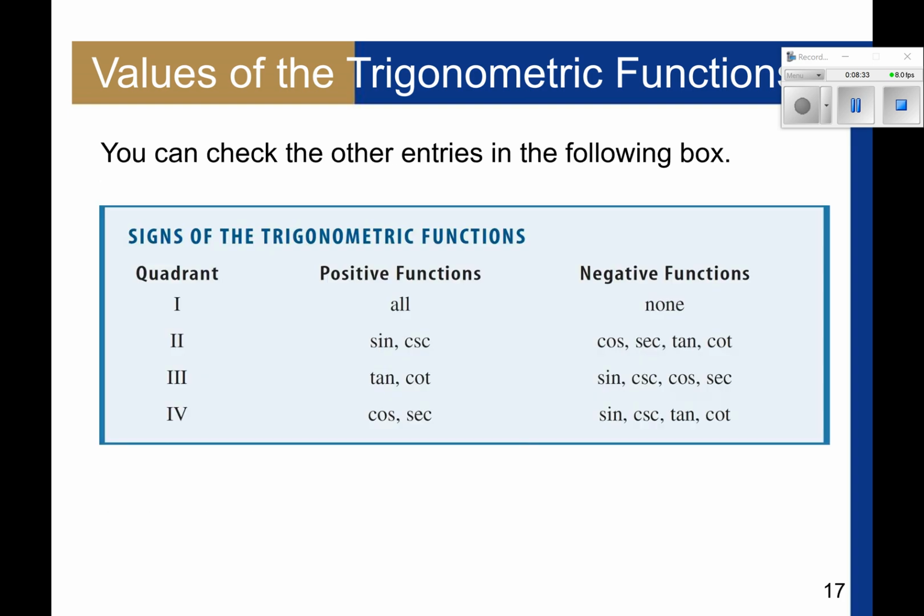So then we get into, hey, look at that chart, looks familiar. In quadrant 1, all of the functions are positive. In quadrant 2, if we just do the primaries, sine. In quadrant 3, tangent is positive. In quadrant 4, cosine is positive. It's almost like you should take some kind of a mnemonic device and make up some kind of a sentence to help you remember which ones are positive in which quadrants.